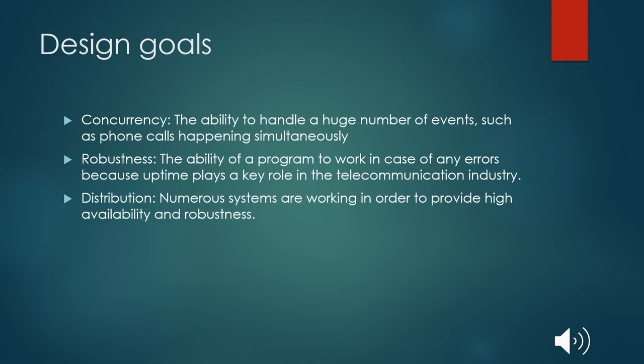Coming to the design goals of Erlang, there are primarily three goals which Erlang needs to achieve. The first one is concurrency. By concurrency here, it's the ability of the programming language to handle a huge number of events occurring parallelly or simultaneously. For example, phone calls or text messages happening concurrently. The next one is robustness. Robustness is the ability of a program to work in case of any errors, because uptime plays a key role in telecommunication or parallel processing industries. And the next one is distribution. Numerous systems work together in order to provide high availability and robustness.